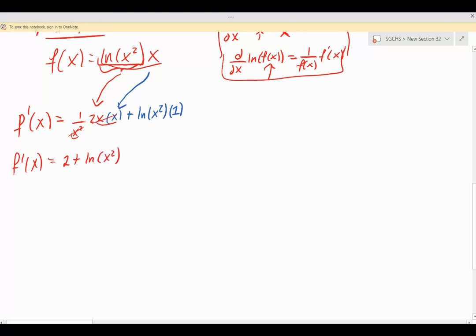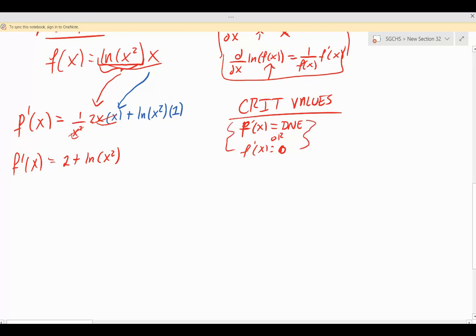Recall that we have to find the critical values in order to determine whether they are maximum and minimum points. These occur where the first derivative either does not exist or the first derivative equals 0. I didn't mean to make this a capital F. Sorry about that. So recognize these are not automatically max or min values. They're possibilities of being max or min values.